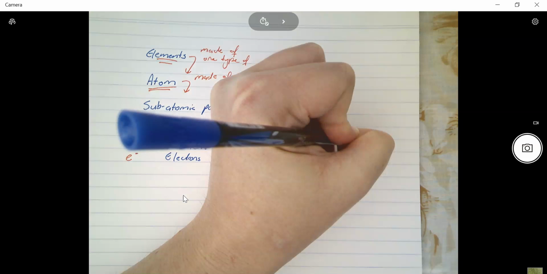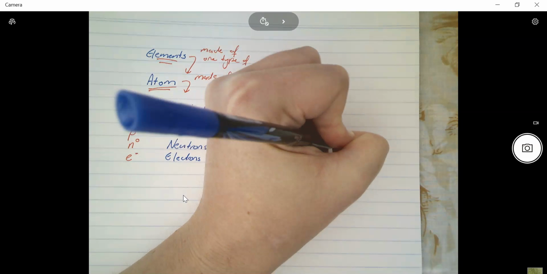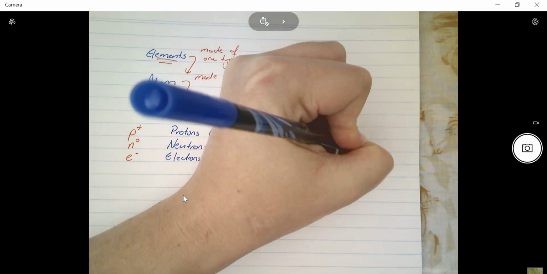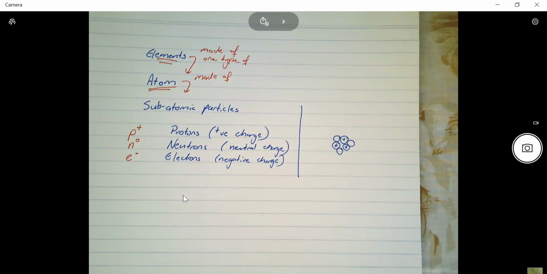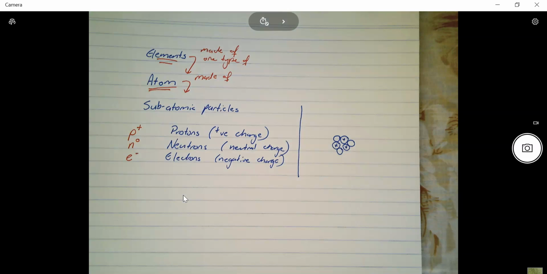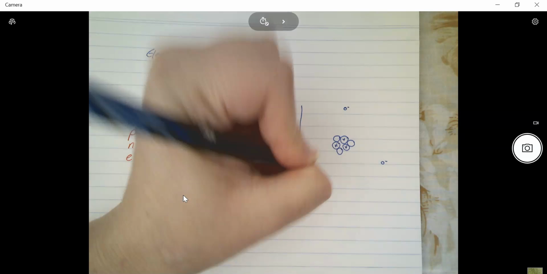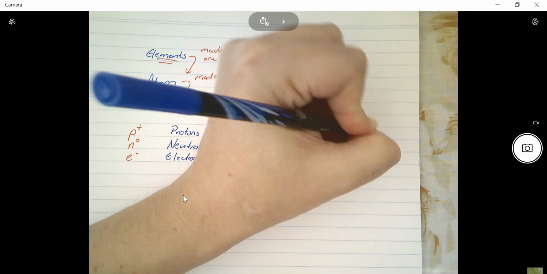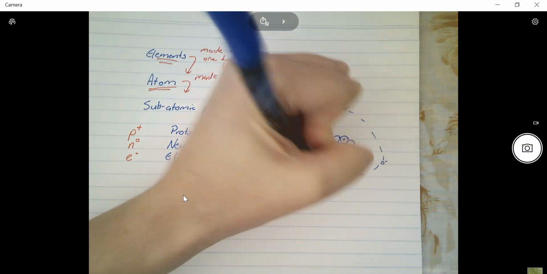In the middle, we have positive subatomic particles. These are our protons. Also in the center of our atom, we have neutrons, which are approximately the same size. They're slightly larger than a proton, but they're also located in the center of the atom. Now I'm going to attempt to draw these electrons a lot tinier. Okay, and these electrons travel around the outside of the nucleus.